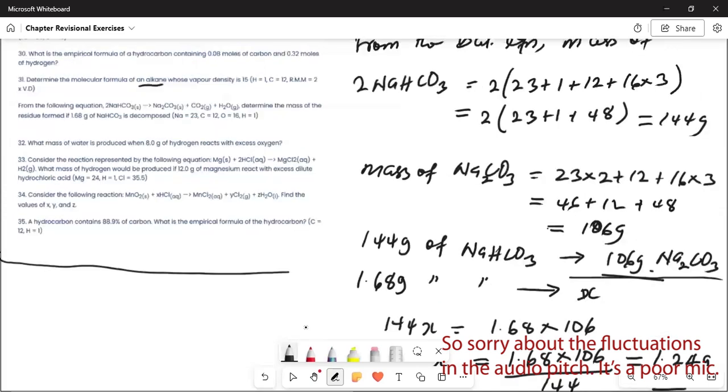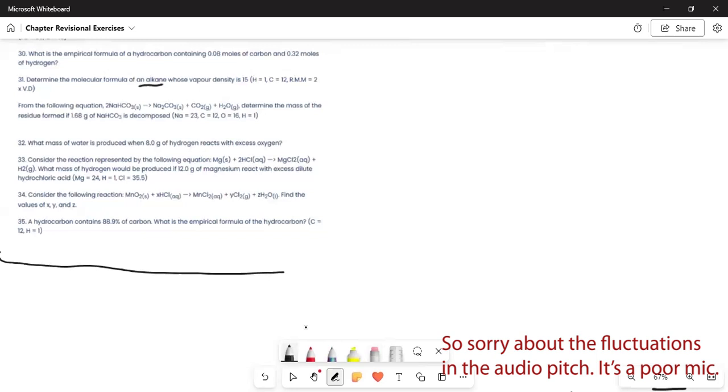Question 32. What mass of water is produced when 8 gram of hydrogen reacts with excess oxygen? Hydrogen gas plus oxygen gas will always give us water. And the equation is not balanced. Let's start by putting a 2 here to balance oxygen, and that makes hydrogen 4, so we have to put 2 here too. And now the question says, what mass of water is produced when 8 grams of hydrogen react with excess oxygen.